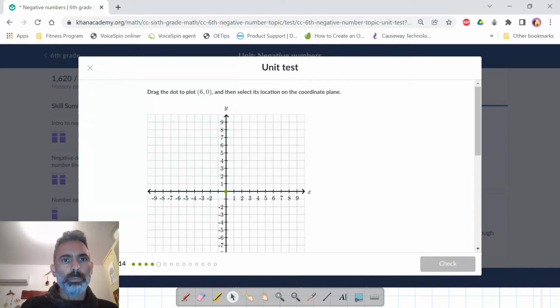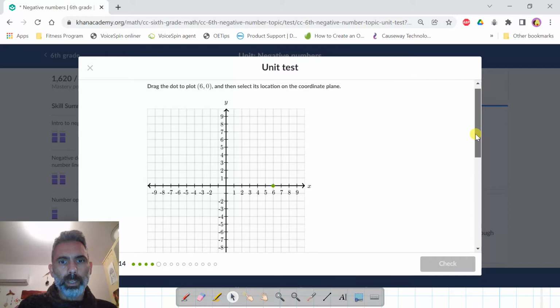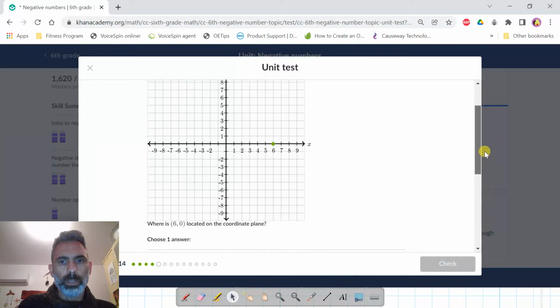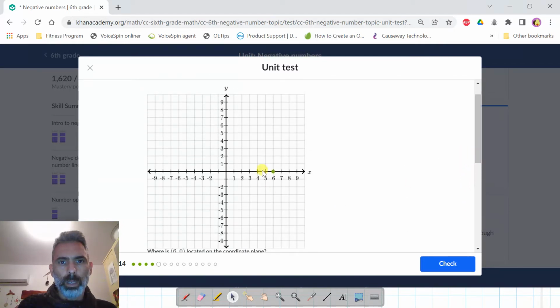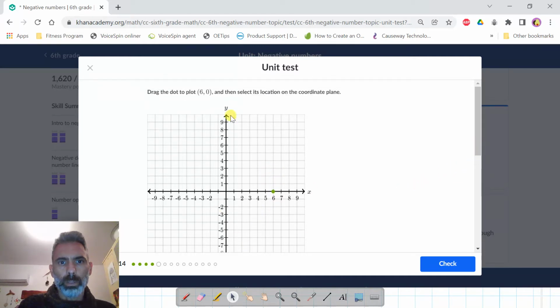Drag the dot to plot (6, 0), so it means 6 on the x-axis and 0 on the y-axis, and then select its location on the coordinate plane. Okay, so it is located on the x-axis. It is not in any of the quadrants because it is on 0 of the y-axis, so it is located on the x-axis.